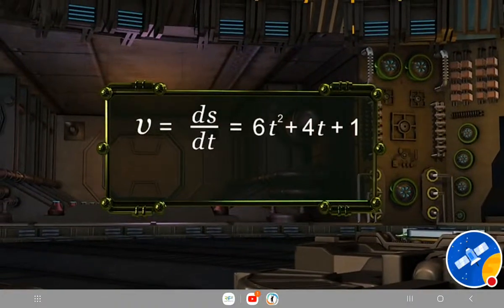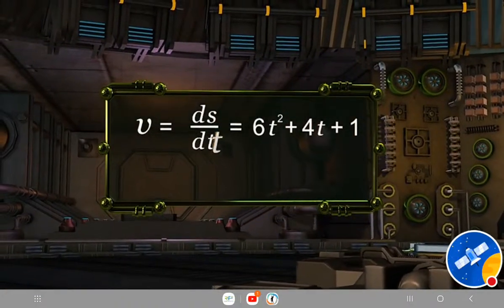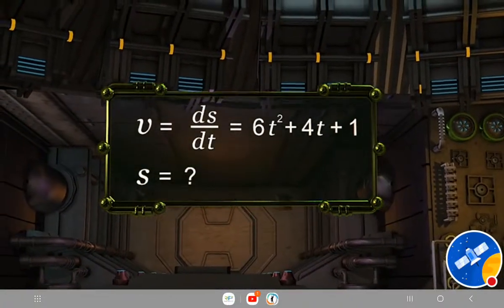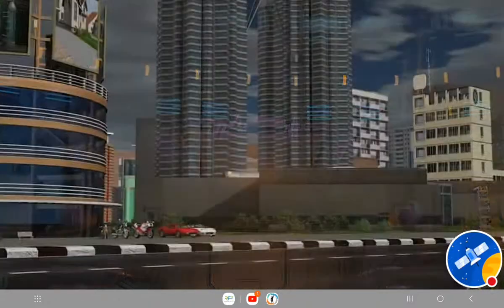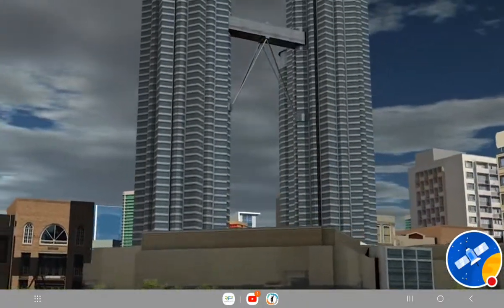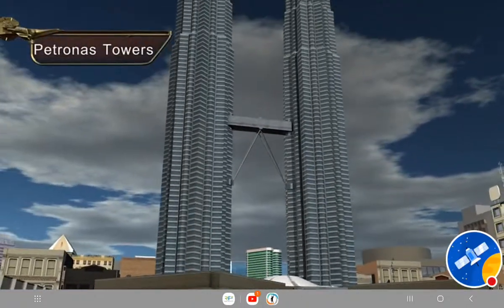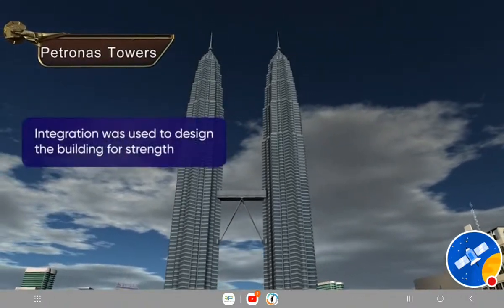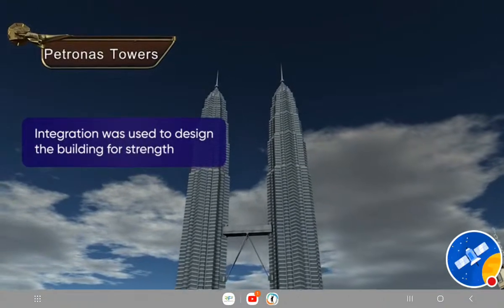If we know the rate of change of the dependent variable with respect to the independent variable, can we find the function relating the two variables? The process of integration is used in many applications. The Petronas Towers in Kuala Lumpur experienced high forces due to winds. Integration was used to design the building for strength.